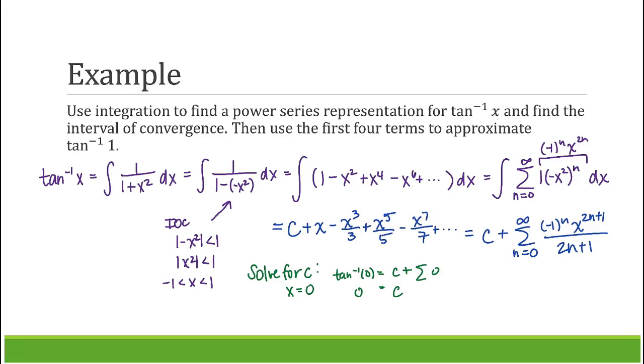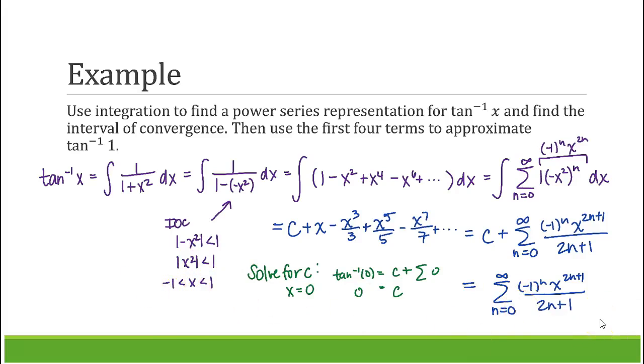So my power series representation will then be just the summation part: the sum from n equals 0 to infinity of negative 1 to the n, x to the 2n plus 1 over 2n plus 1. So this was the interval of convergence for just the 1 over 1 plus x squared part, but we want to find the interval of convergence for the actual tan inverse power series, this one over here. And we know they're going to have the same radius of convergence, but we'll just need to test the endpoints. So we're looking at checking negative 1 to 1.